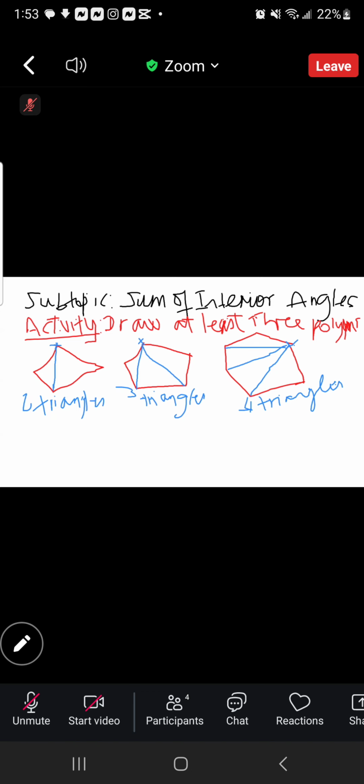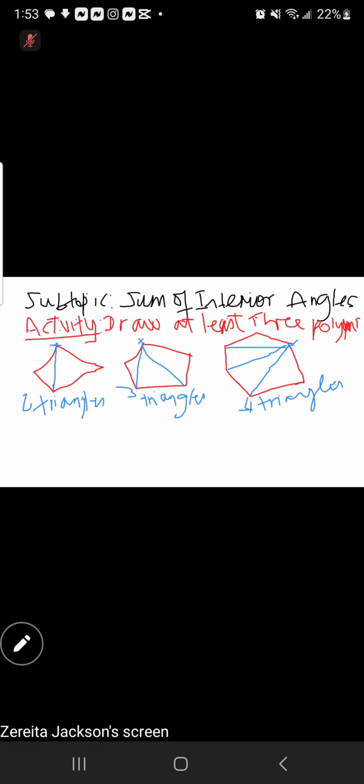You're going to use this information now. You're going to construct a table and we're going to add more names of polygons. So you're not going to have to draw them, but you're going to follow the pattern and complete the table. I want you to draw up a table with these headings.